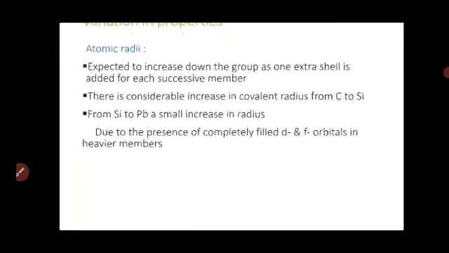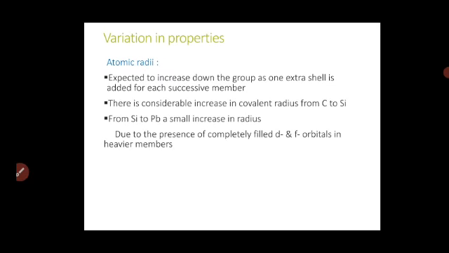First one is atomic radii. In the classification of elements and periodicity in properties, we have generally studied that down the group as atomic number increases, the size also increases, right? But here the increase in size, that is the increase in covalent radius from carbon to silicon, is large, whereas from silicon to lead it is a very small increase. Though it is increasing, the increase is very small, right?